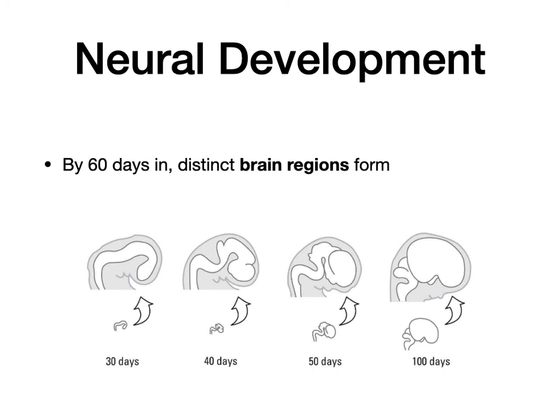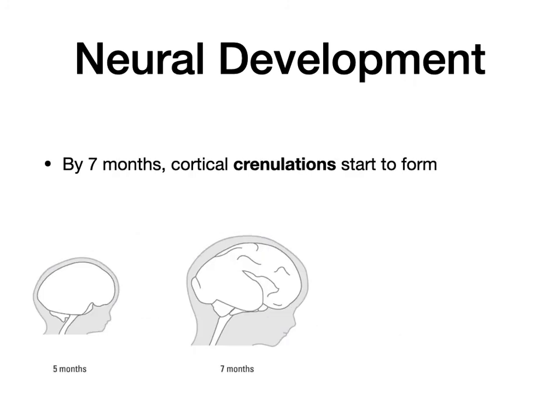Now, we know that it gets a little bit more complex than that. So by 7 months, crenulations start to form. The top layer is developing.